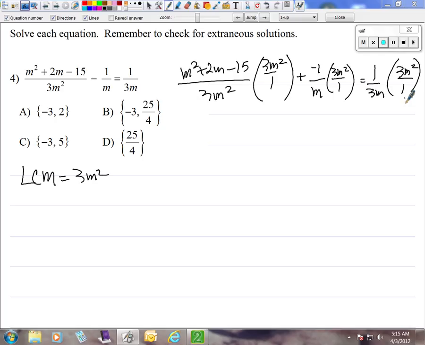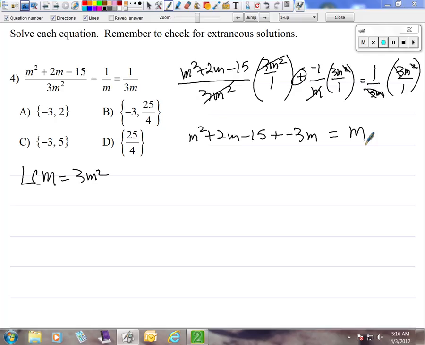Okay, now we can simplify. That makes a 1, 3m squared over 3m squared. So now we're left with m squared plus 2m minus 15. Then we have a plus. And you don't have to write the plus if you understand what you're doing here. After you simplify, m cancels one of the m's. That's all that we can do. Negative 1 times 3m is negative 3m equals, here the 3's make a 1. Again, the m cancels with one of the m's here, leaves me an m.